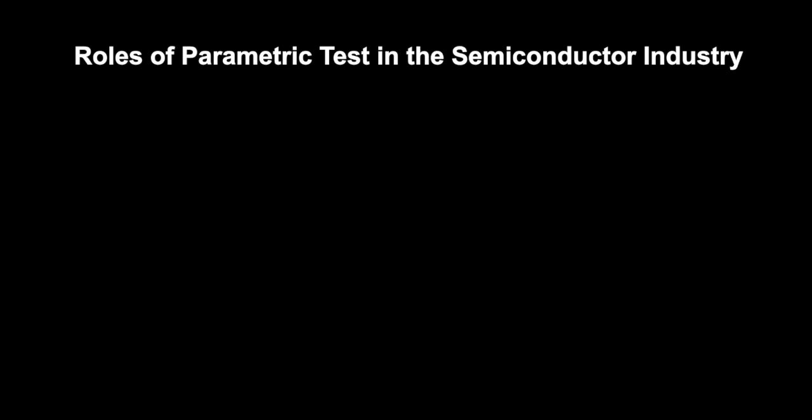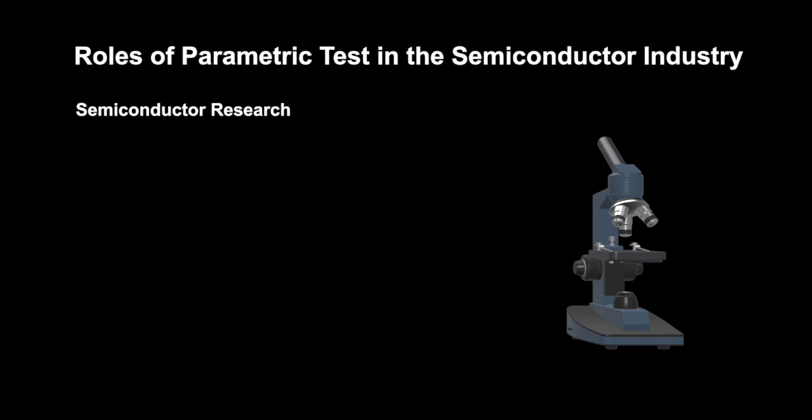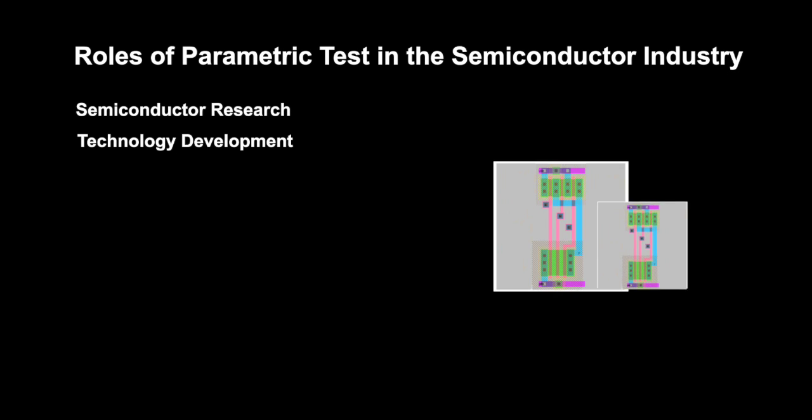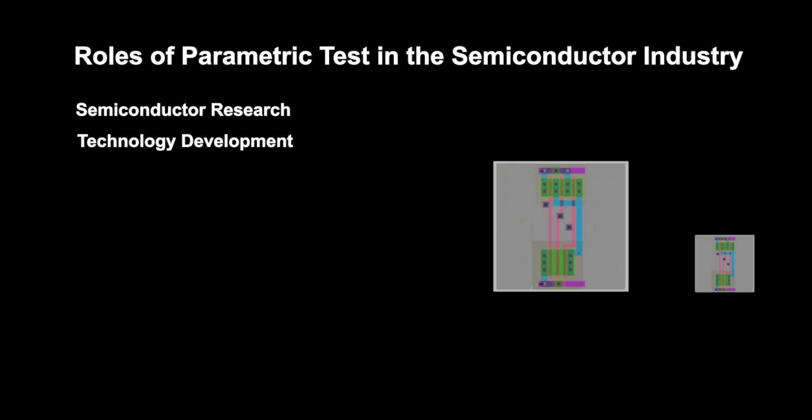These include the following: semiconductor research, which asks what are the laws of physics and chemistry of a new material or technology. Technology development, which asks how can a new process node be manufactured, or how can an old process node be migrated to a newer one.